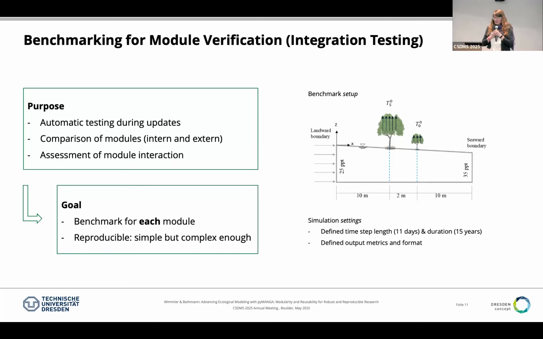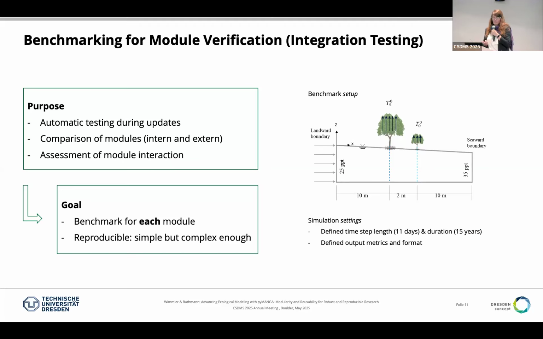Now about the challenges. As you can imagine, we have quite a lot of modules and a lot of flexibility, but this of course brings some challenges in maintaining the functionality of the platform. That is why we are using module benchmarks and automatic testing in PyManga. And to really properly test the platform, we need to create those benchmarks for all of our modules and also for the relevant combinations of modules, which can be quite a lot in the end.